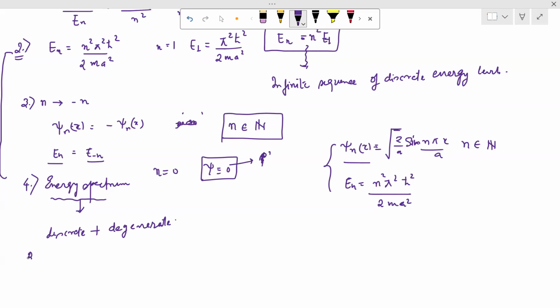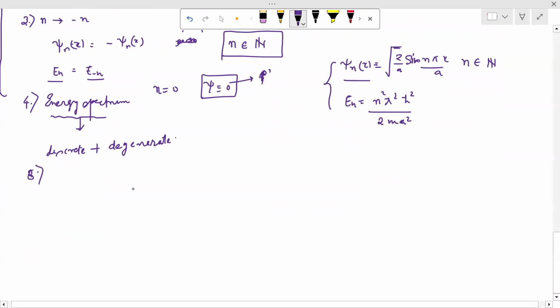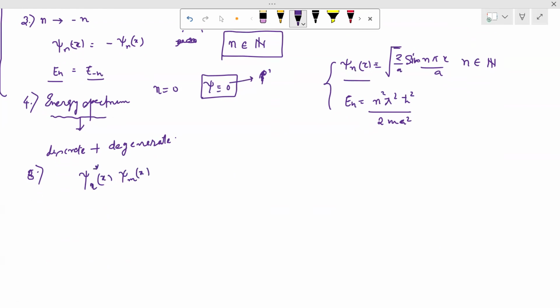Another thing that you should observe is this. If you think, what would be the integral of psi n star x into psi m x from 0 to a? What do I get? Even if I take the star, because the wave function is a real wave function, it will come out as 2 by a, integration from 0 to a.